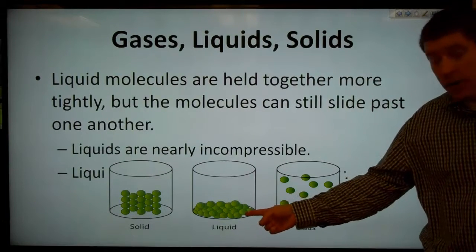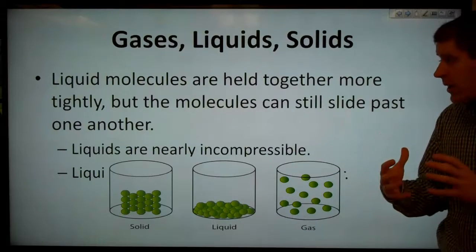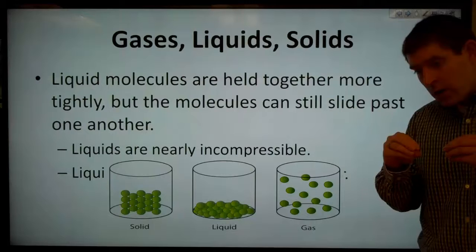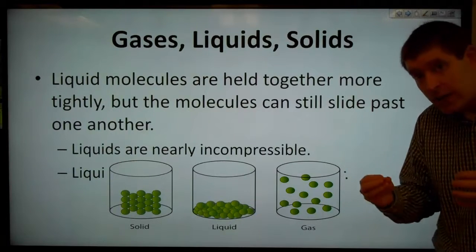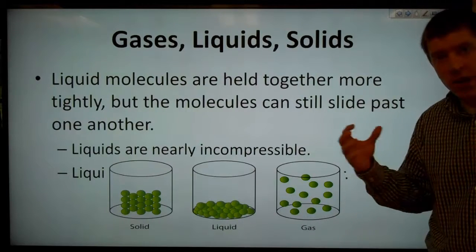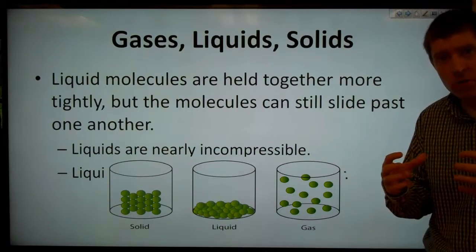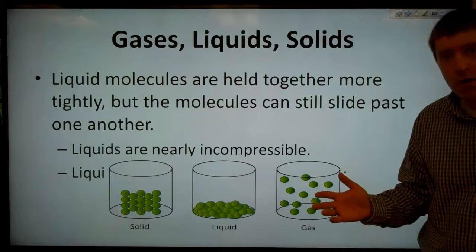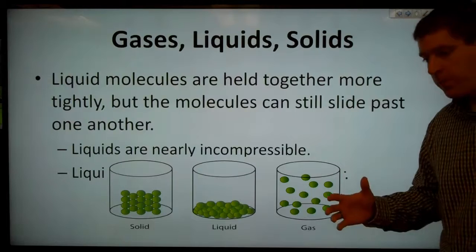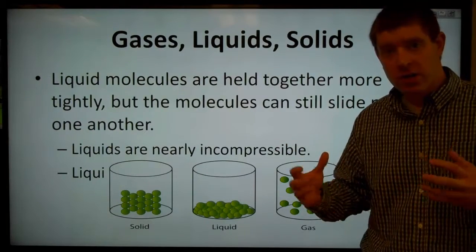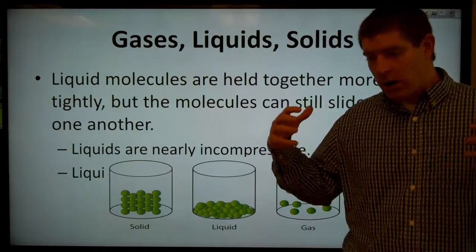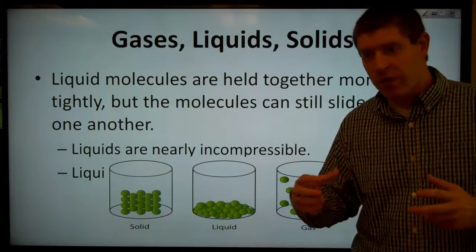Liquid molecules, on the other hand, are held together more tightly, but the molecules can still slide past one another. So, the assumption in kinetic molecular theory of gases that the molecules don't have significant attractive or repulsive forces is no longer at all valid. Now they have significant attractive and repulsive forces. The molecules attract each other significantly, so that most of them are in the liquid phase. They're not in the vapor phase.